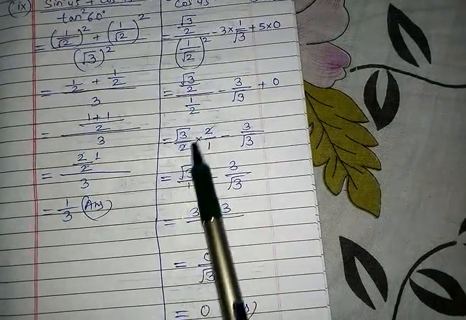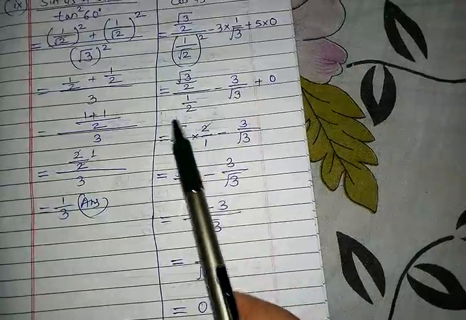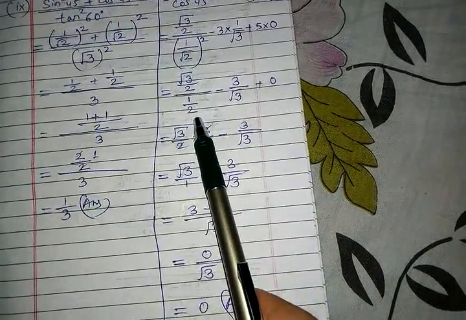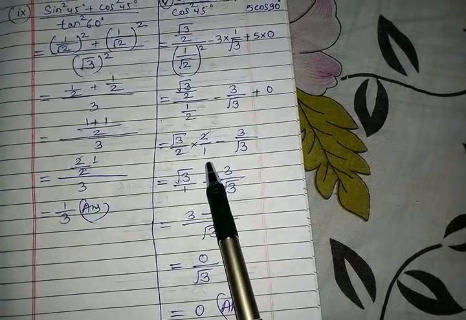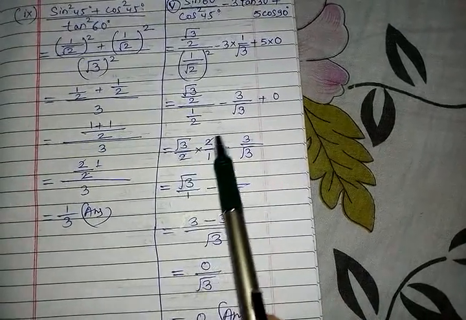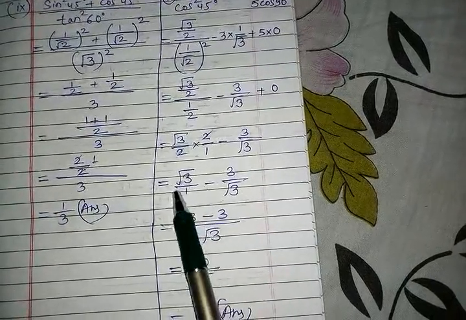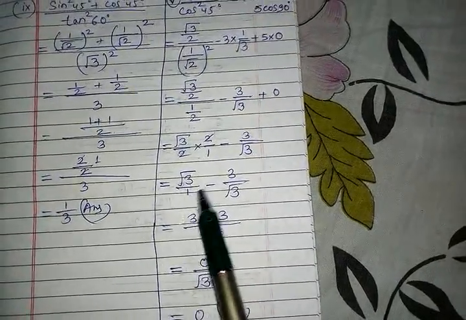then the long division becomes multiplication, and the upper part remains the same. Root 3 by 2 comes here, and the fraction in the denominator becomes multiplication, and automatically the reciprocal value 1 by 2 becomes 2 by 1. This you all know. And here minus 3 by root 3. So here 2 got cancelled. Now we have root 3 by 1. This 1 has no value, but I wrote it here, later on I will remove it.